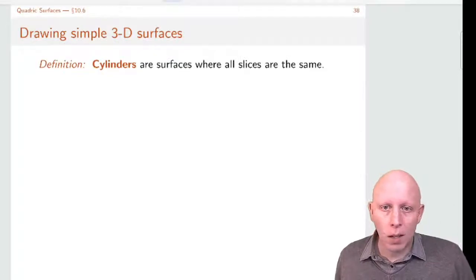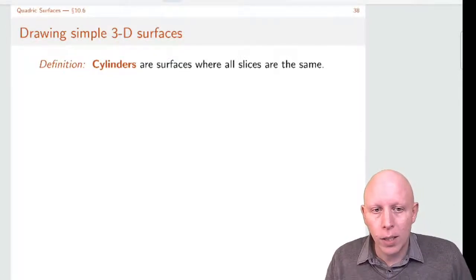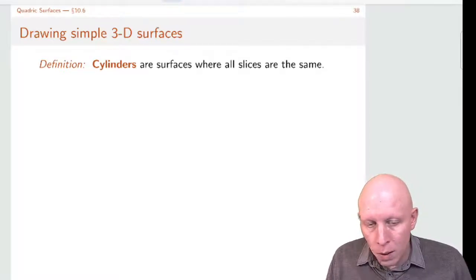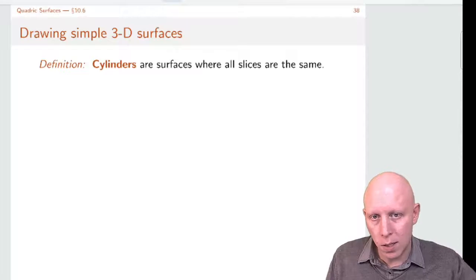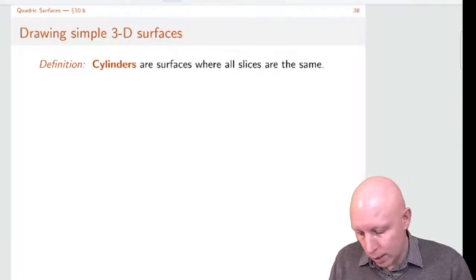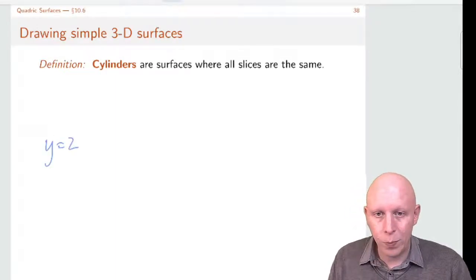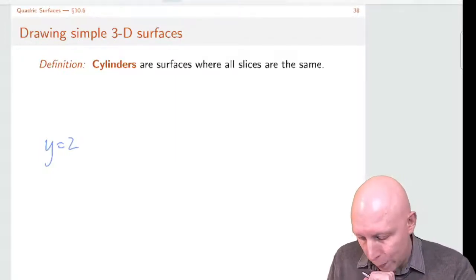Hey there. Today we're going to talk about various surfaces in 3 dimensions. So let's first talk about probably the simplest surface in 3 dimensions, which is something that looks like y is equal to 2. And this will motivate some of the things that are coming next.